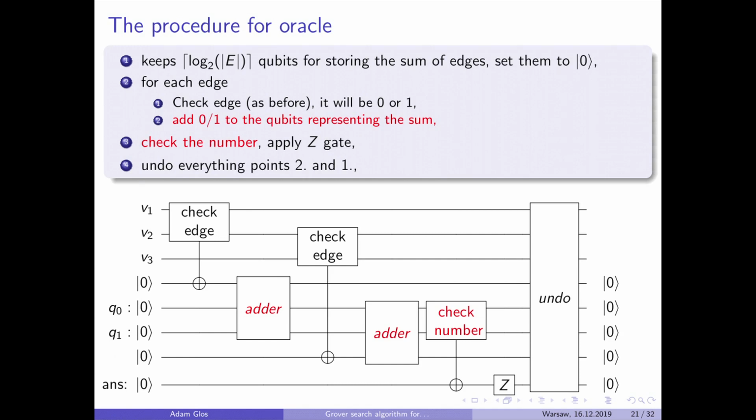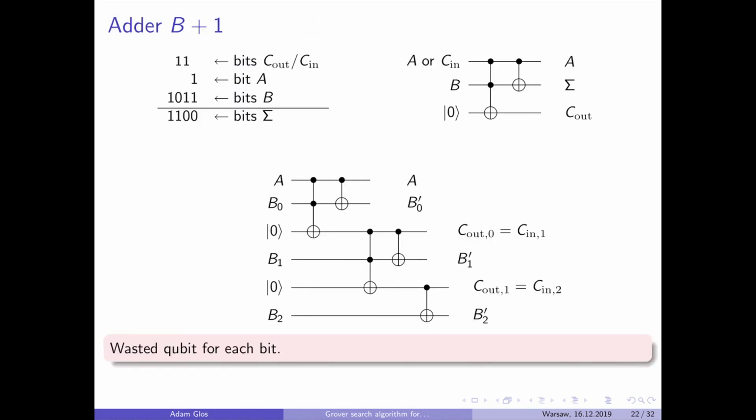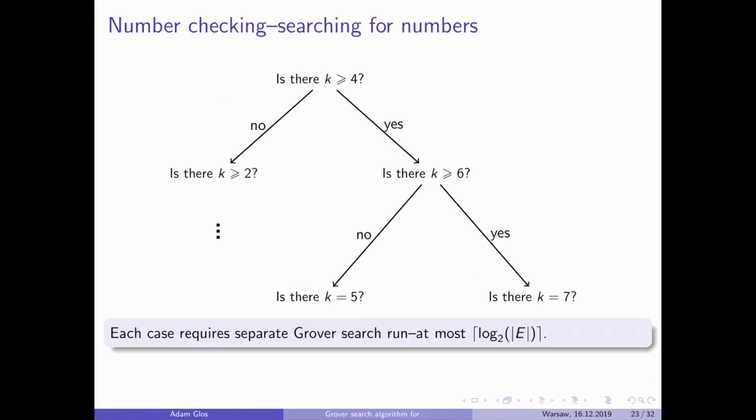Note that for each digit, for each bit, we will need an extra qubit, which will just store our cout cin value. Okay, so the last thing that we need to resolve is how we check our number.